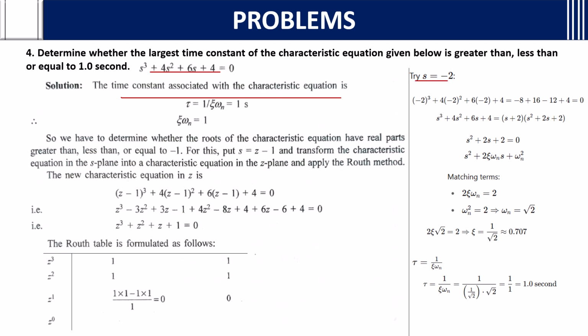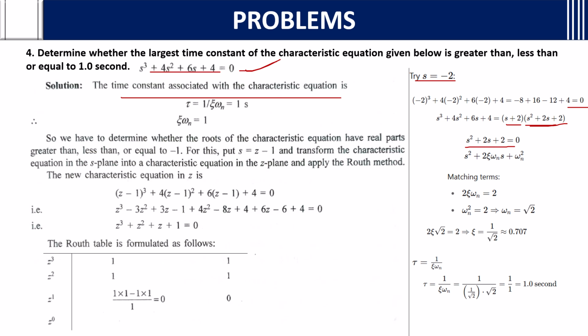See this side. Try s equals minus 2 initially. When you put s equals minus 2 in the equation, you will get 0. So s plus 2 will become one of the factors. Then, in the same way as we have done in previous videos, the main characteristic equation needs to be divided by s plus 2. So you will get s square plus 2s plus 2 as the quotient. That can be multiplied with s plus 2.